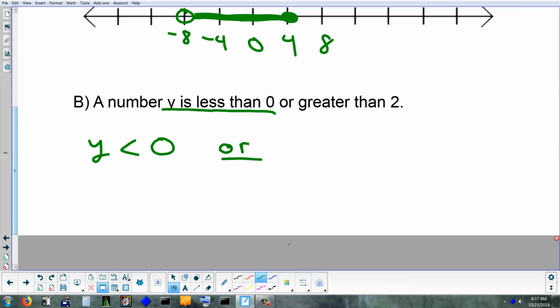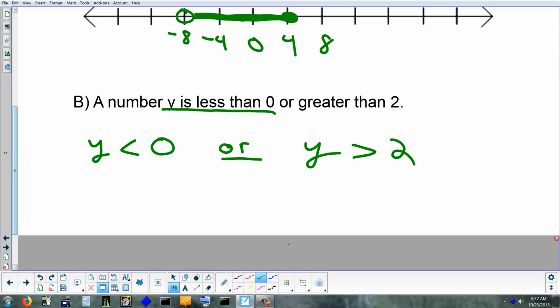So y is less than 0, or, what's going to go right after the word or? Like the very first thing that I write. Yep. We got to put the y again. So y is less than 0, or, and now we put the greater than symbol, which points which way, Matt? To the right. And what's y greater than? 2. There you go.